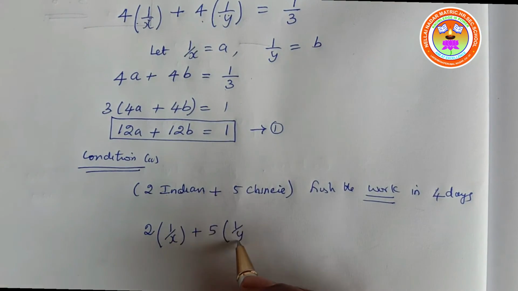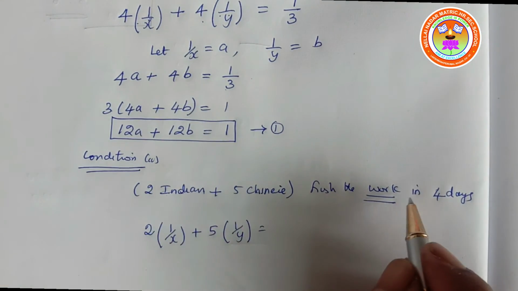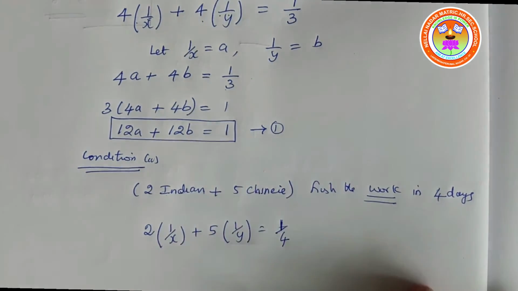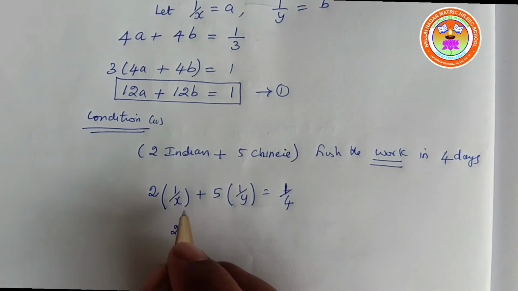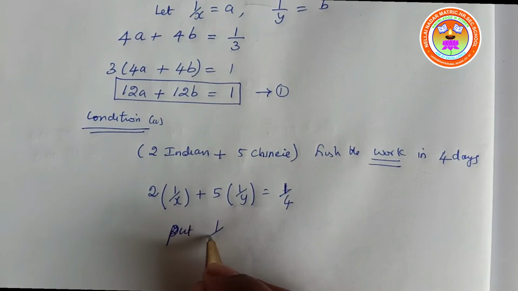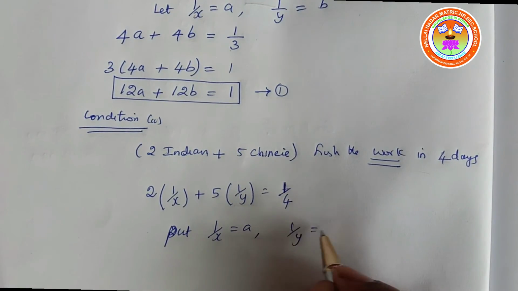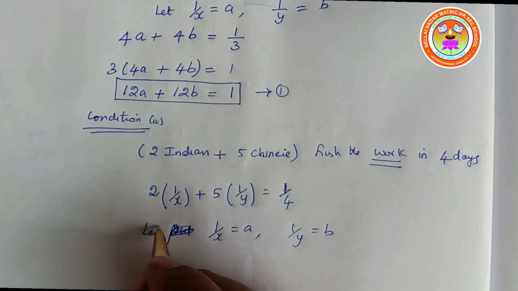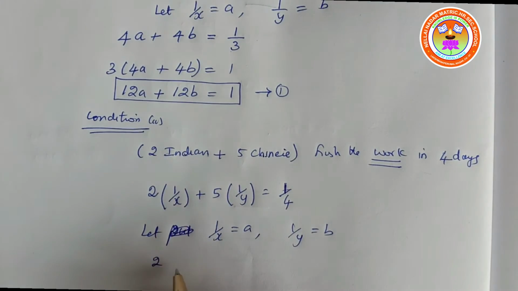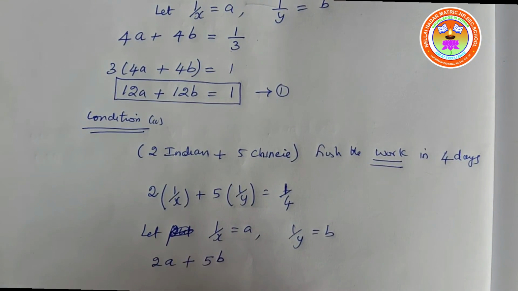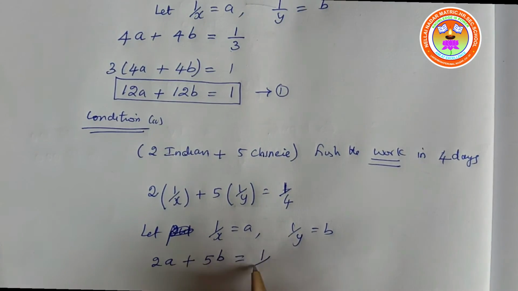1 by y. That is equal to work done by both is what? 4. That is 1 by 4. It's clear, children? Now 2 by x, let 1 by x be a and 1 by y be b. So in the place of 1 by x you put a: 2a plus 5b is equal to 1 by 4.